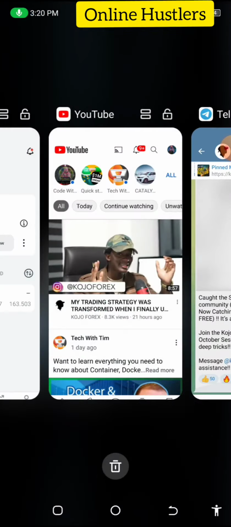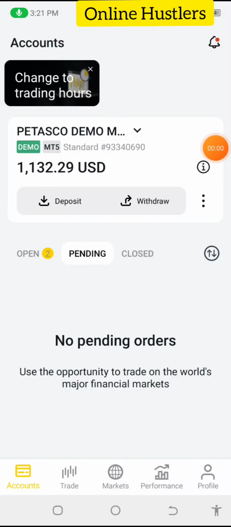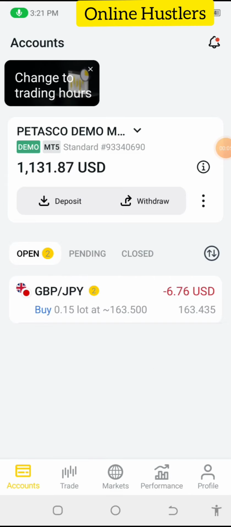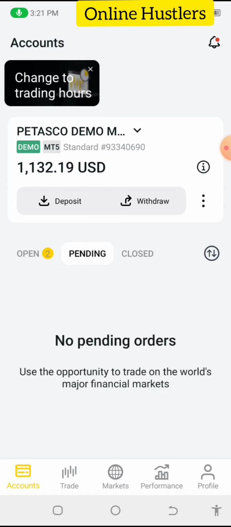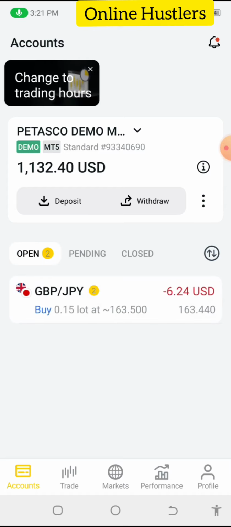So guys, that's how you can open a position with it. Yeah guys, as you can see, our position has been opened. So we now have gone from pending to open. So that is how it is. Now let's wait and see by the close of the day how it will be, either our stop loss is hit or our take profit is hit.